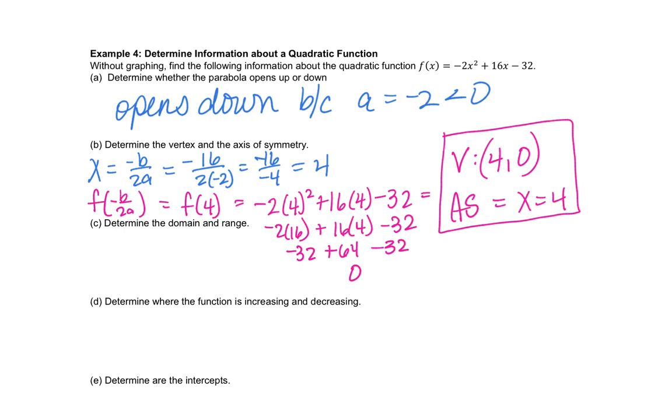So this is opening down. I'm just going to go ahead and draw myself a picture over here to the side with my vertex at 4, 0, so that I can get my domain and range, my increasing and decreasing. So the domain is -infinity to +infinity. And the range, remember the range is bottom to top, so that's -infinity to 4.